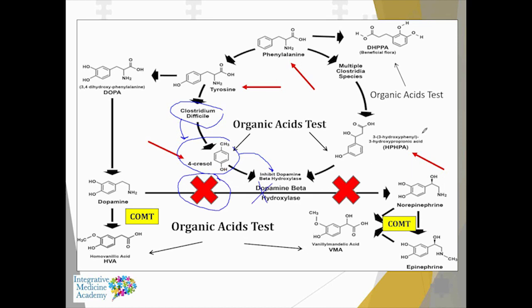There's another chemical on the organic acid test called HPHPA. It's produced by different strains of Clostridia, and it too can inhibit dopamine beta hydroxylase. So either in the presence of 4-creosol or HPHPA, that can cause our dopamine levels to elevate. And you could see that with an elevation of homovanillic acid on the OAT test under the neurotransmitter section.